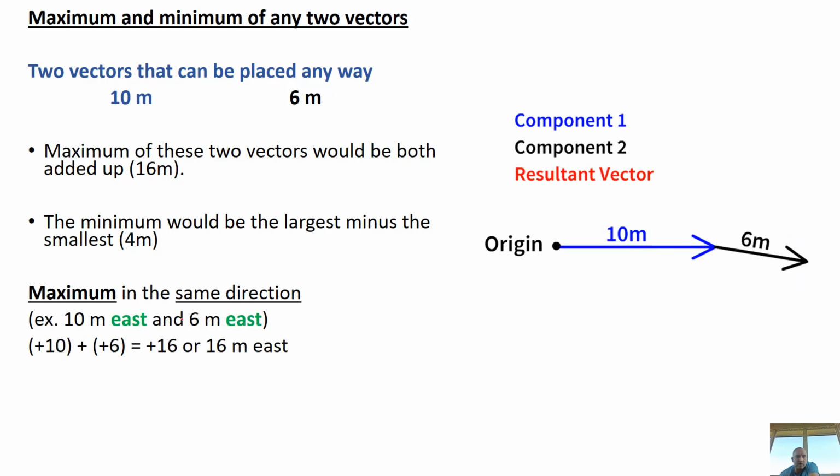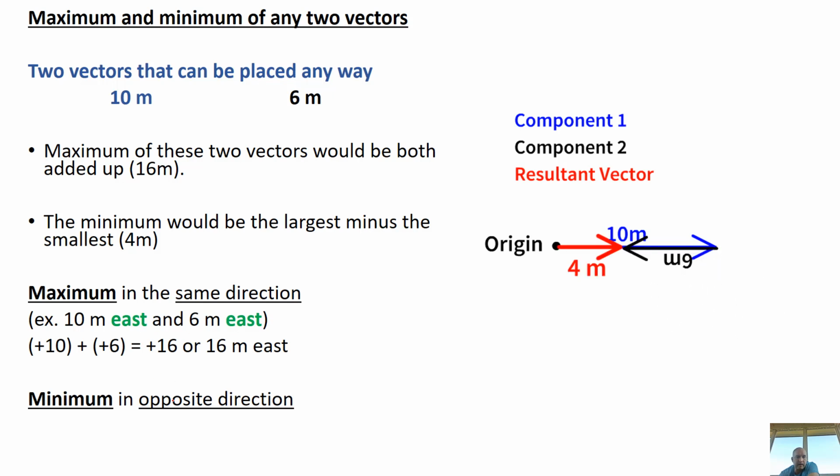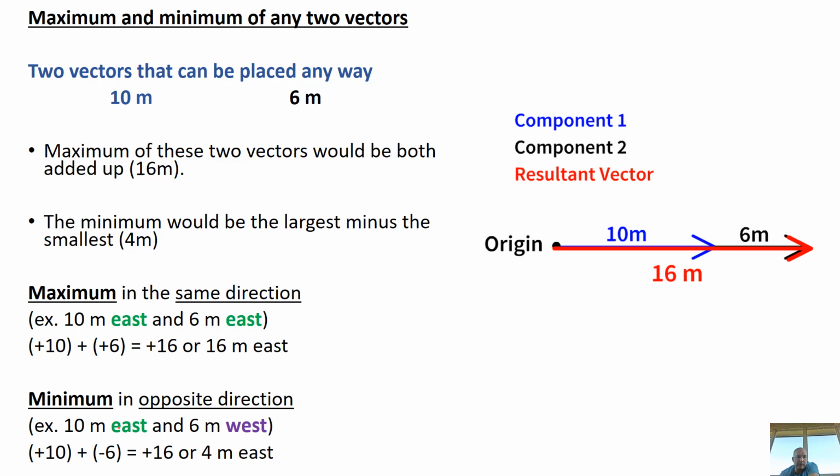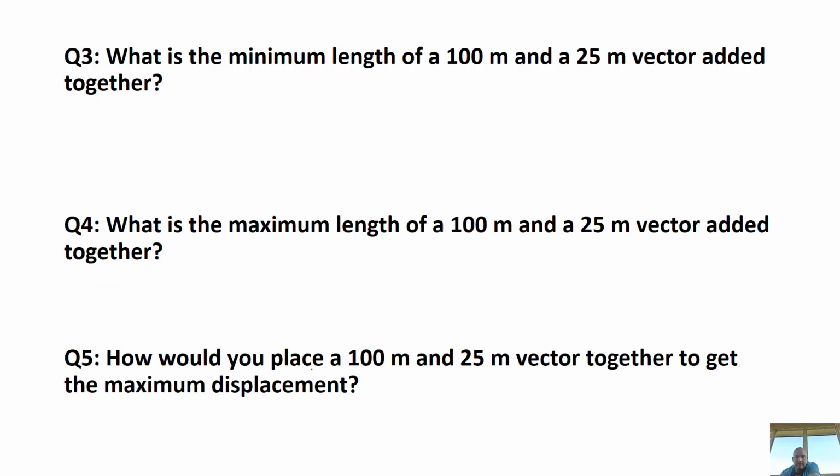That's just what I was talking about earlier. If I put them both east, that works: 16 meters east. Minimum, you're going to get them in opposite directions. So if I lay 10 meters one east, and I lay the 6 meters one west, ignore that, it should not be plus 16. It would have been plus 4, which ends up being 4 meters east.